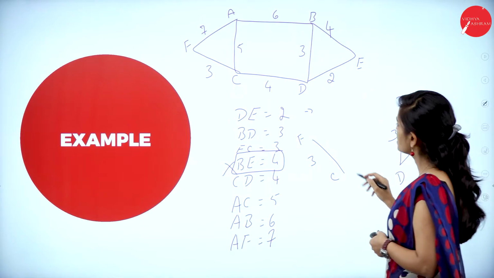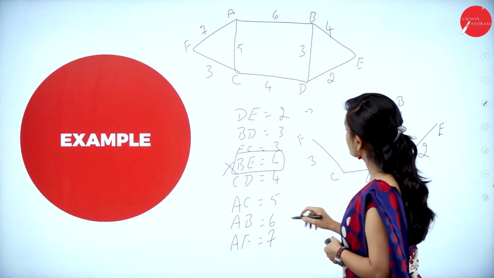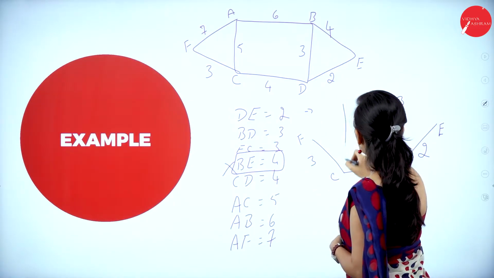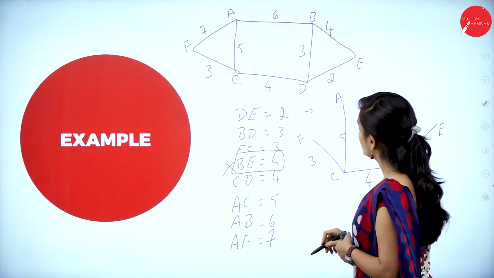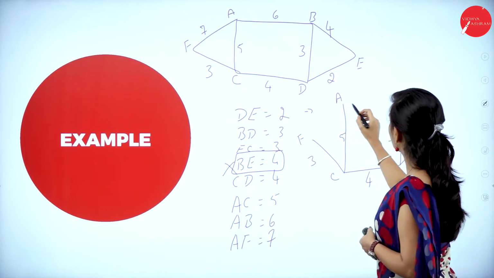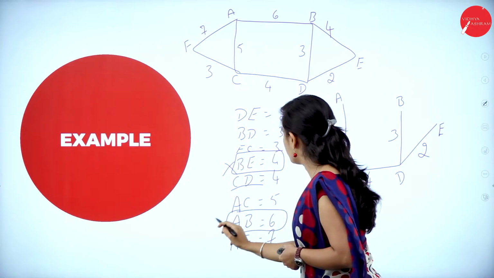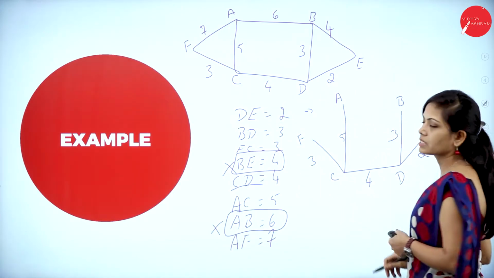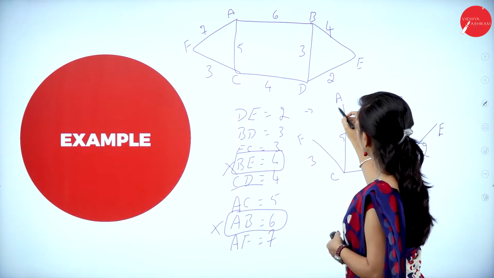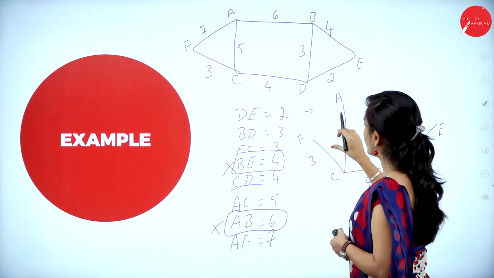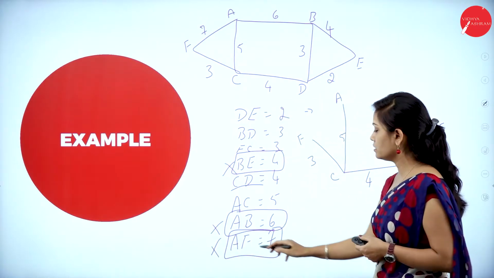And next least is CD. I'll join this CD. And next is A and C. A and C, weight is 5. And next is A and B. If I join this A and B, we will get a cycle. So I'll skip this A and B. A and B is equal to 6. I'll skip that edge. Next is A and F. If I join this A and F also, you will get a cycle, right? So again, I'll skip this edge A and F.